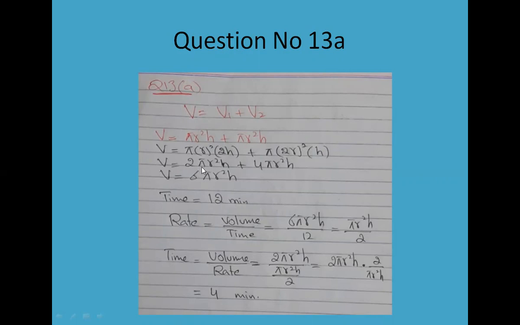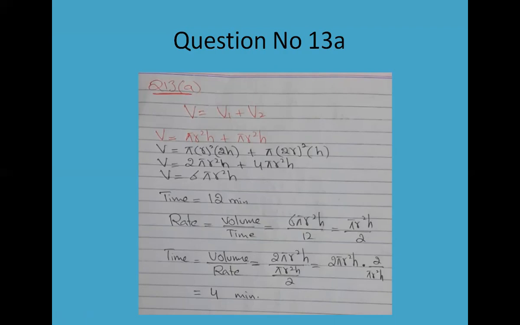So you will have 2 pi r square h. Here 2 square will be 4, r square will be r square. So you will have 4 pi r square h. So add them. So you will have 6 pi r square h. So that is the total volume of that whole vessel.